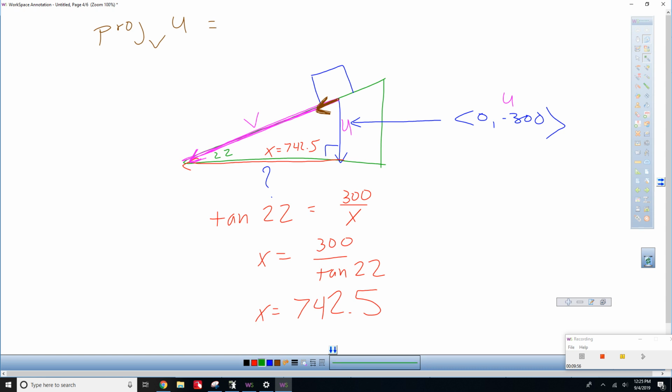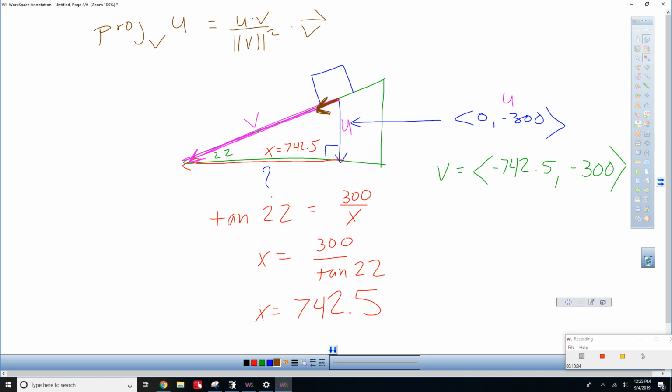V equals, let's see, left negative 742.5, so left 742, and then down 300. So that's U, that's V. Do you remember the projection of U onto V, that formula? What is it? U dot V over magnitude of V squared times the vector value for V, right? All right, we can do this.